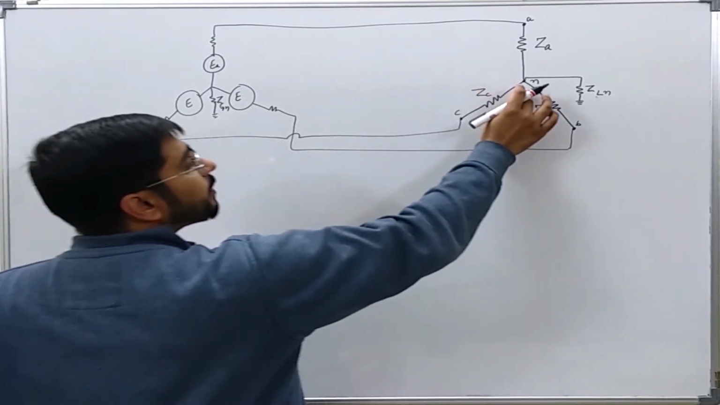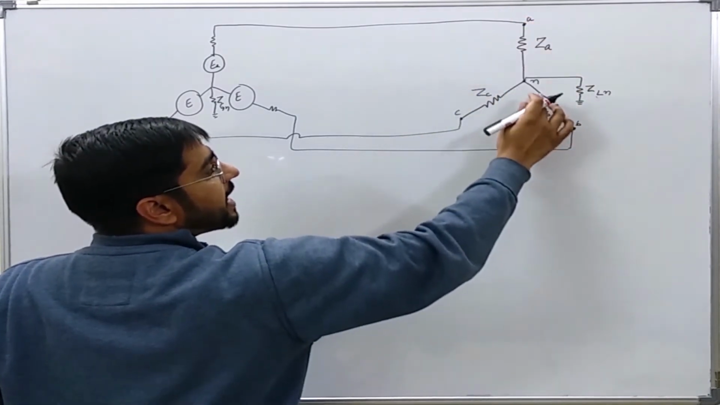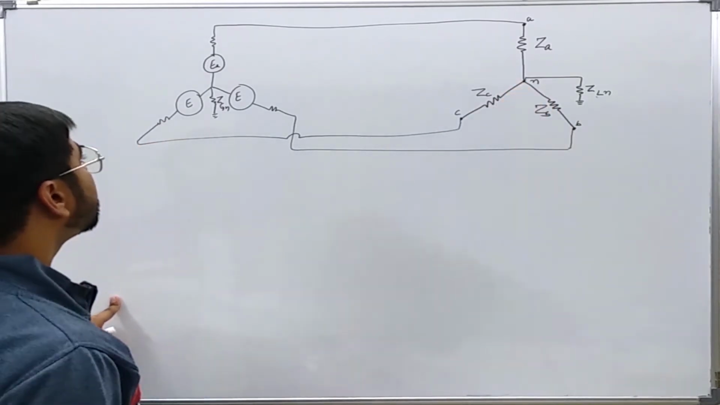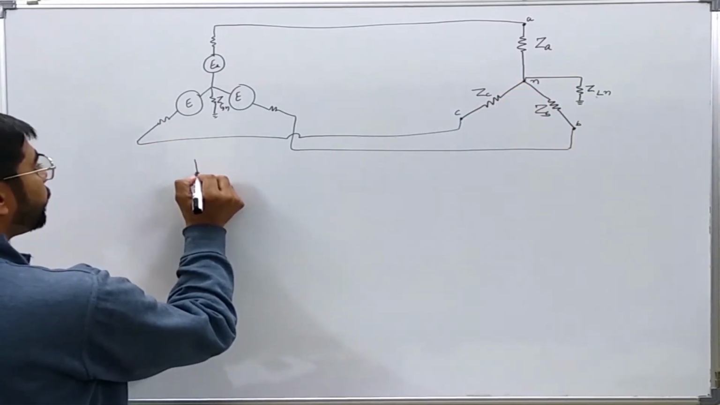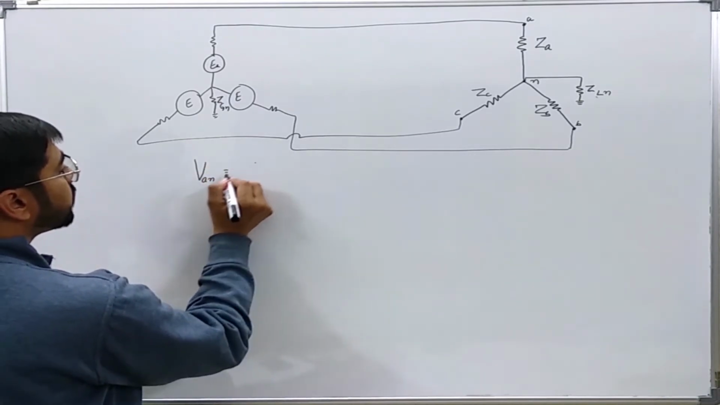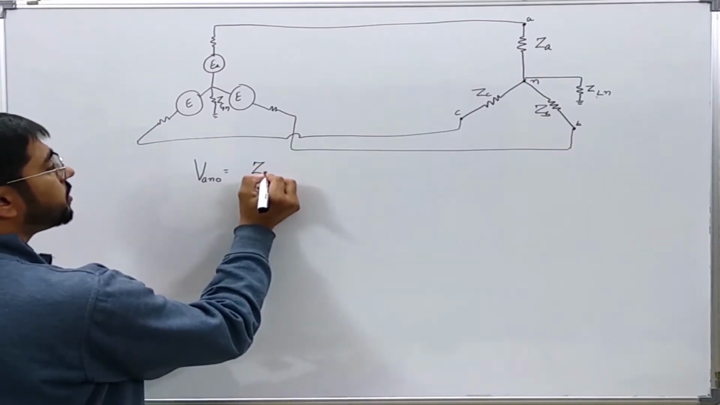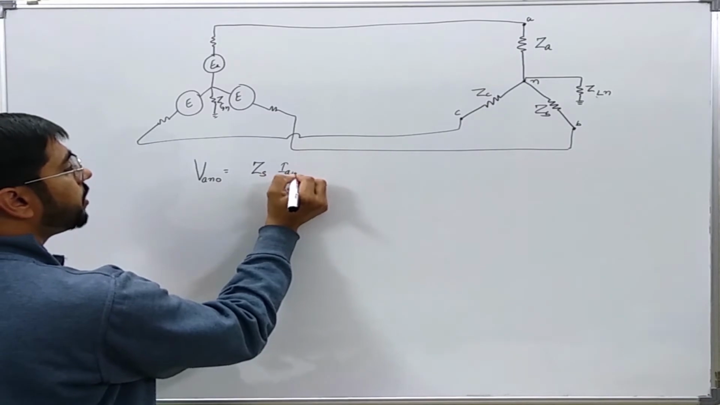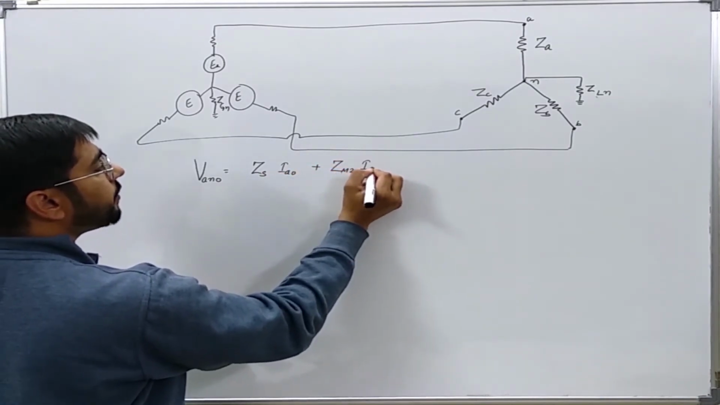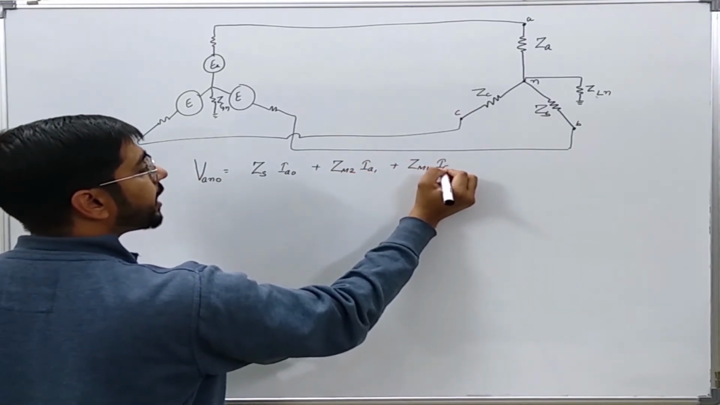Now it is nothing but the scenario in which A dash, B dash and C dash have been connected to make a neutral N. So VAN can be written as VAN0. Let us write first the zero sequence component, ZS IA0 plus ZM2 IA1 plus ZM1 IA2.